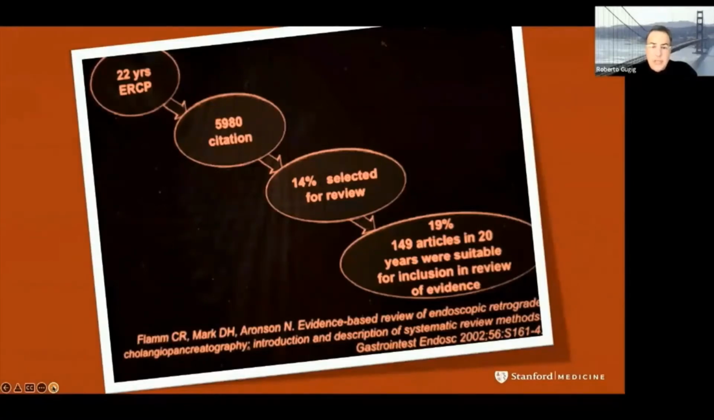They selected only 14 papers for review, so 149 articles in 20 years that they thought were suitable for inclusion to provide actual recommendations. So this is one of the problems that we've had for many years, to try to provide real recommendations.